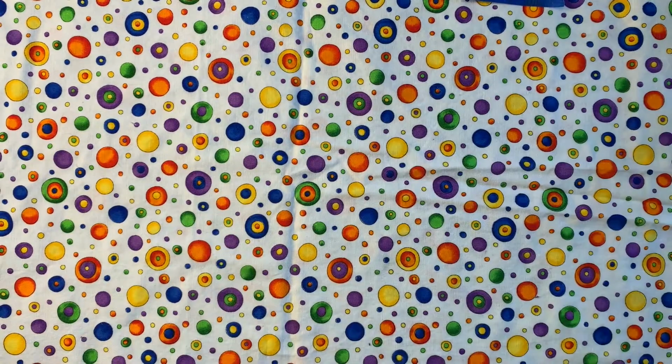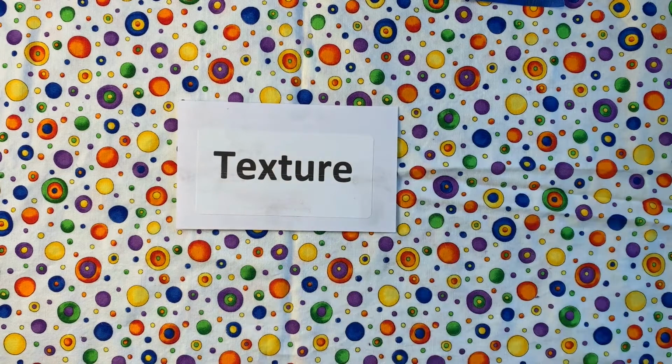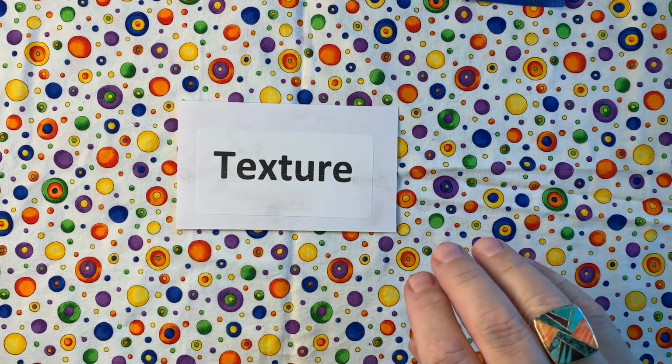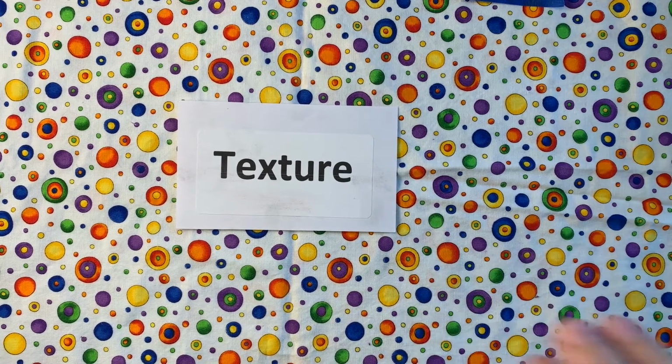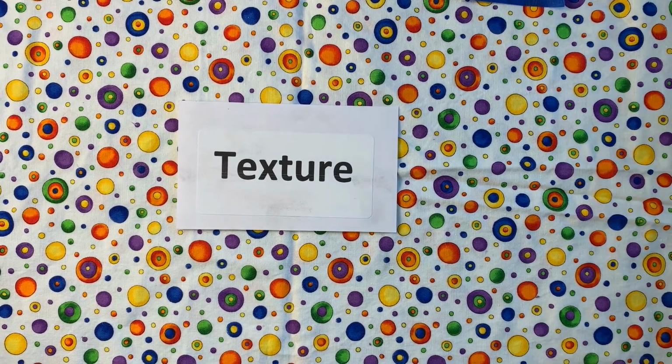Our next art element is texture. The roughness or smoothness of a surface refers to its texture. It can sometimes be made by repeating an art element over and over again.